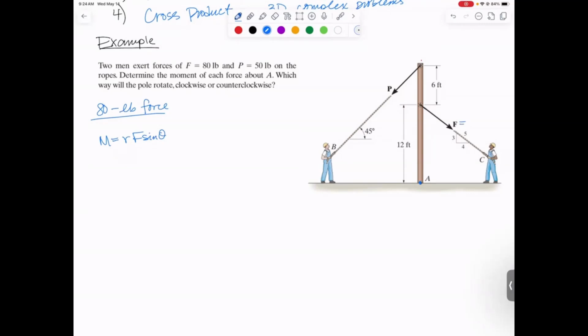The 80 pound force, let's draw it on here so I make sure I use the right one. I would need an R that goes from A to the force. There's my R. So R is going to be 12 feet, and then my force is 80 pounds.